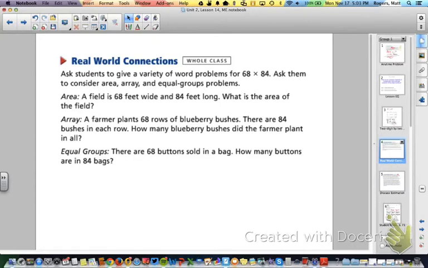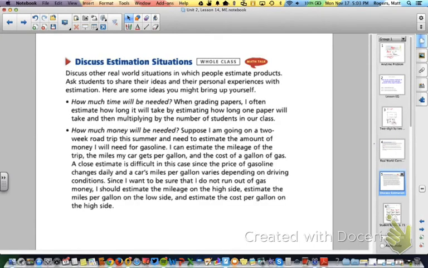Also, equal groups. If I have a certain number of items in a bag, and I have a specific number of those bags, for instance, I have 84 bags and there are 68 buttons in each bag, that's what we're talking about to figure out a total amount of something, in this problem, the number of buttons.